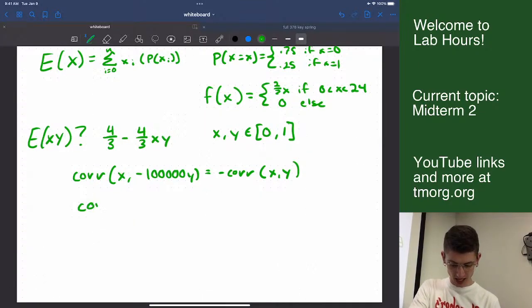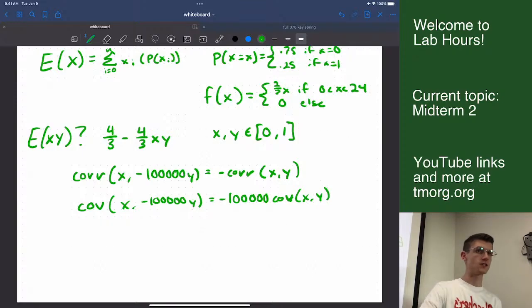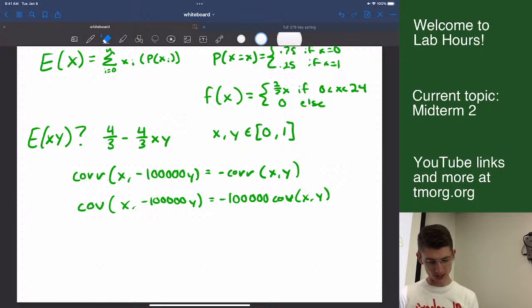But if we are looking at covariance of x and negative 100,000 y, of course that will still be equal to negative 100,000 times the covariance of x and y, because constants do get pulled out of covariances. That's just a helpful reminder. We're not going to spend too much time on that.